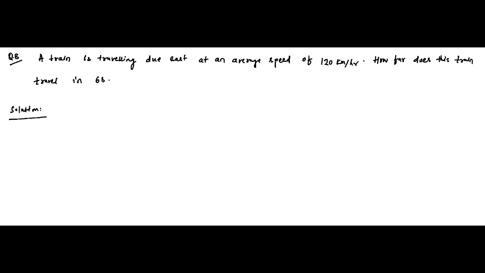So here is another question. It's a very simple question. It is given that a train is traveling in the east direction at an average speed of 120 kilometers per hour. How far does this train travel in 6 seconds, or how much distance does it cover in 6 seconds? The only concept to be utilized here is that the speed is given in kilometers per hour. The only thing we have to do is to convert it into meters per second.